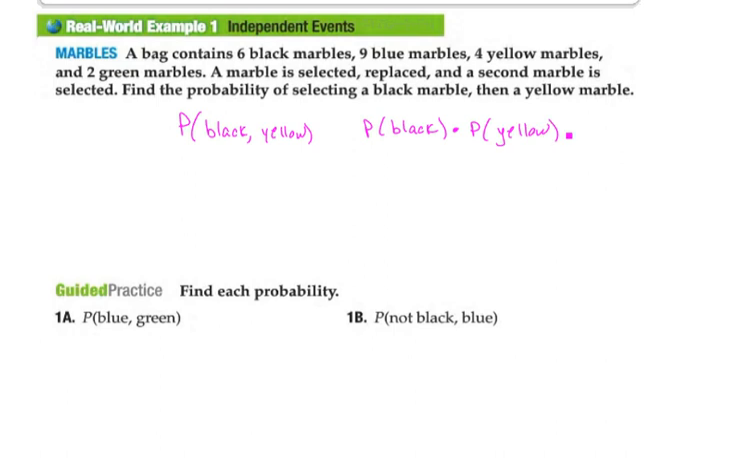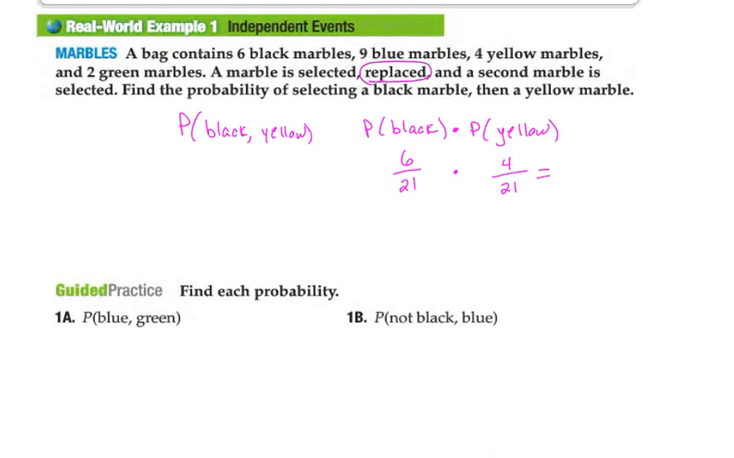Adding these all up, there's 21 total marbles, so we know that's our total outcome. How many black marbles do we have? We have 6, so the probability of drawing a black marble is 6 out of 21. They have a nice clue word there: that marble is then replaced. So what's the probability of then drawing a yellow? There's 4 of them out of how many marbles? 21 again, because they replaced that. So this is called an independent event, because that yellow marble is not dependent on that black.